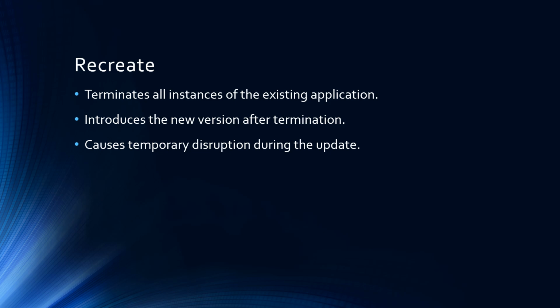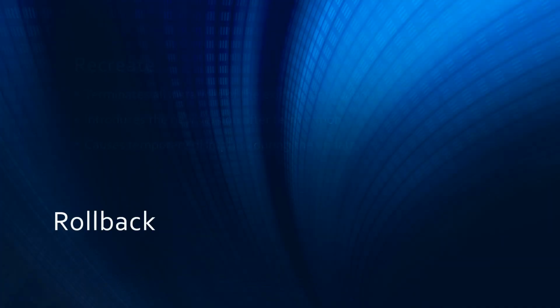Some practical tips. If you're using this strategy, make sure to implement proper health checks in your application. This helps Kubernetes determine when the new version is ready to accept traffic. Also, consider implementing a proper backup strategy and have a rollback plan ready in case something goes wrong during the deployment. Let's talk about one of the most critical aspects of deployment strategies, the rollback process.